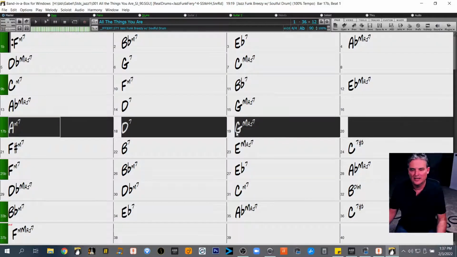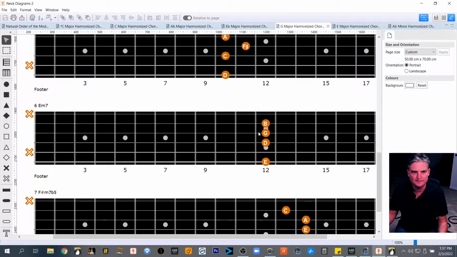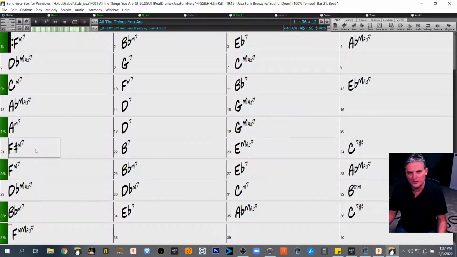Okay. Now, after that we have an F sharp minor. Now, is F sharp minor in the key of G? Well, let's have a look. We've got an F sharp minor 7 flat 5. So we can tell the composer says, you know what, I want to modulate away from G major. How can I do that? I can change the chord type. So instead of using F sharp minor 7 flat 5, he just used F sharp minor 7.